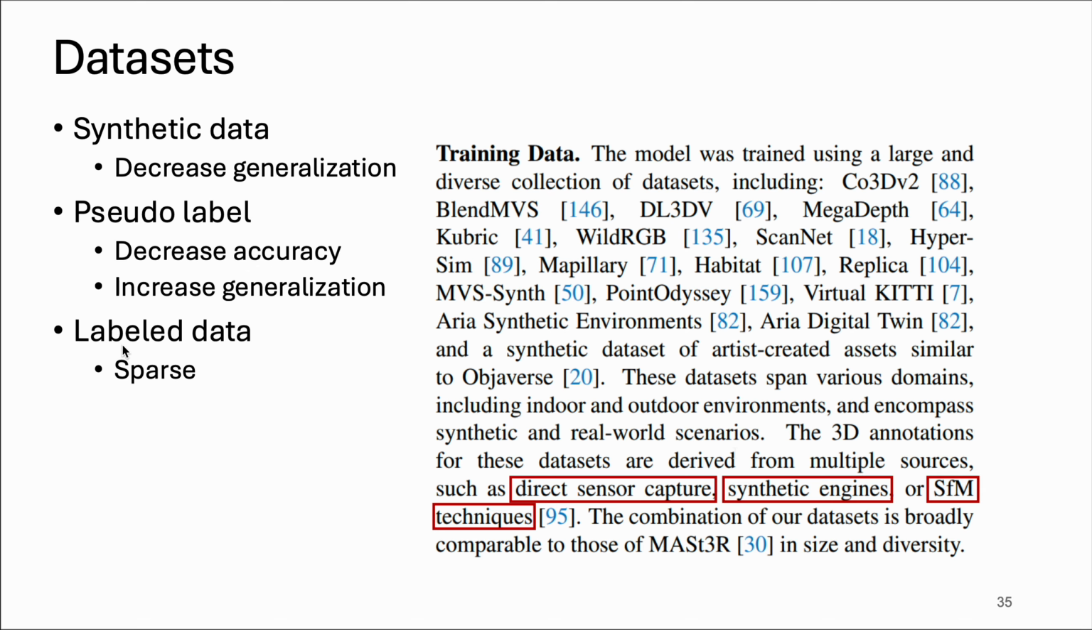The third type is labeled data, which is direct sensor capturing, which is sparse, and the conditions under which we can use direct sensor capture are pretty limited, so the data collection is sparse.